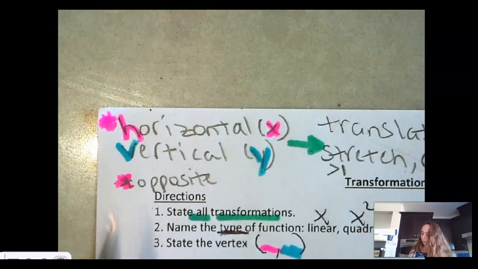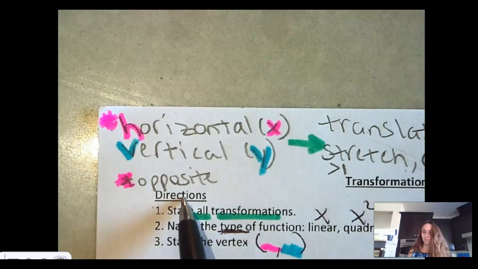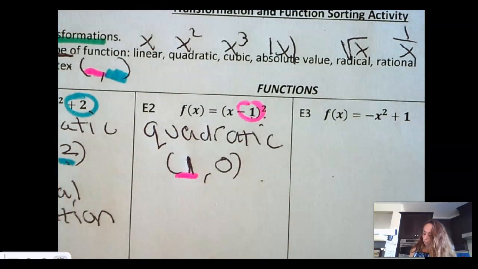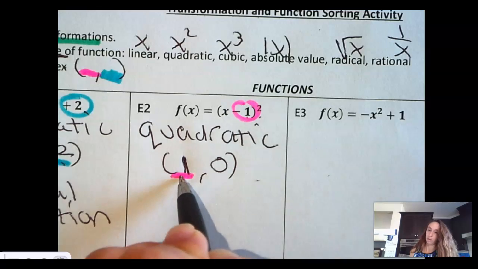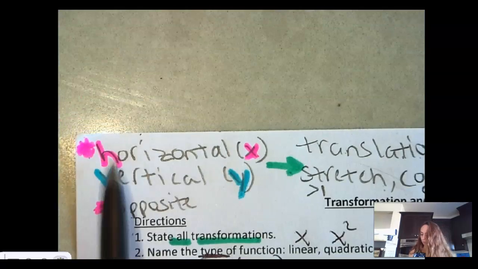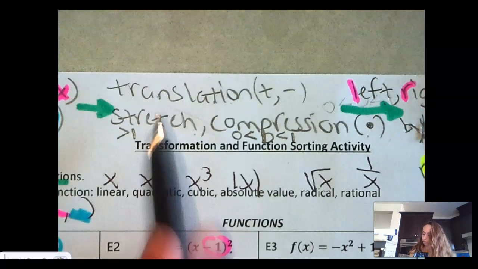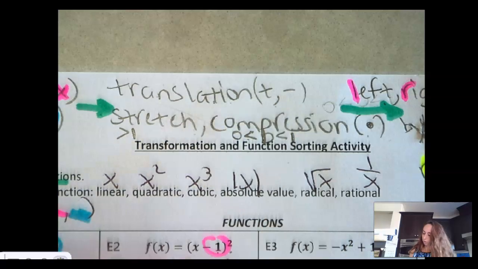Now, here's what I want you to see. Under my horizontal, look what I put. I put a little star here, and it means you always have to do the opposite. It's not a straight shooter. So when I see negative one, it's really positive one. Now I know that if it's pink, what's the first word I'm going to pick? Horizontal. Then I decide, is it a translation or a stretch compression? It's being subtracted, so it's a translation.